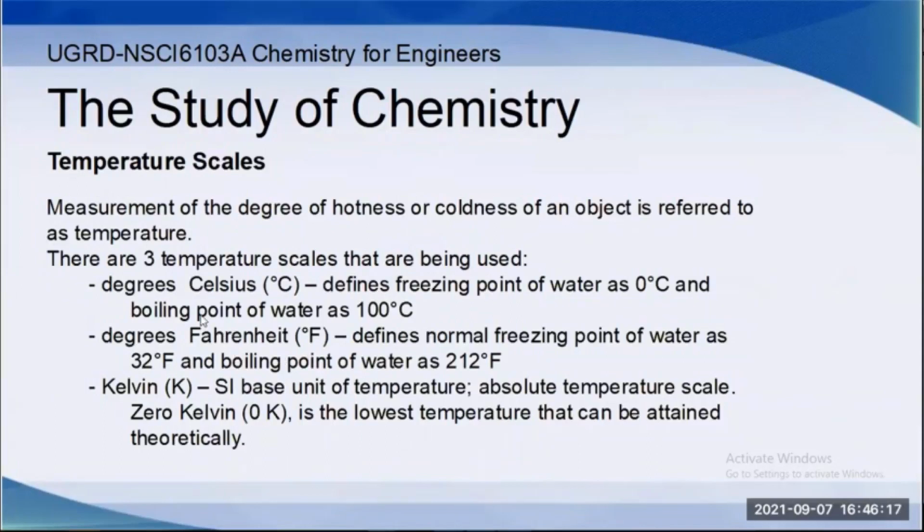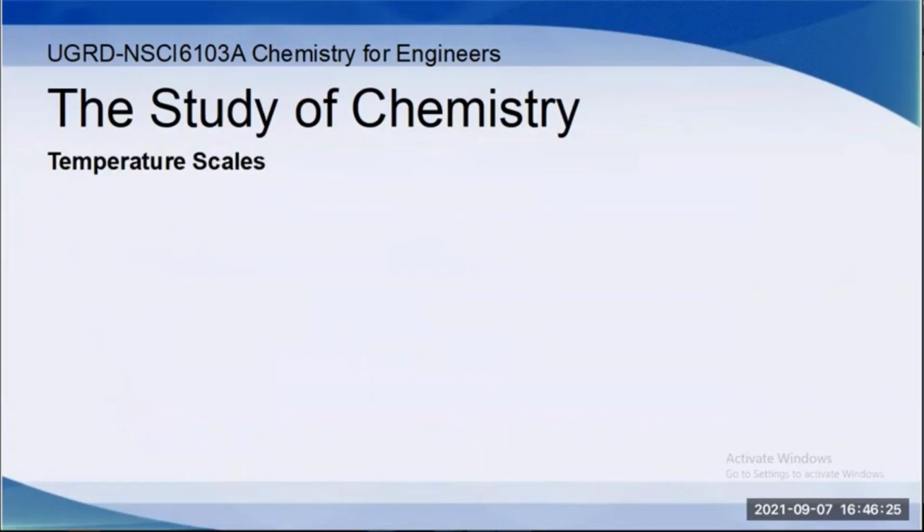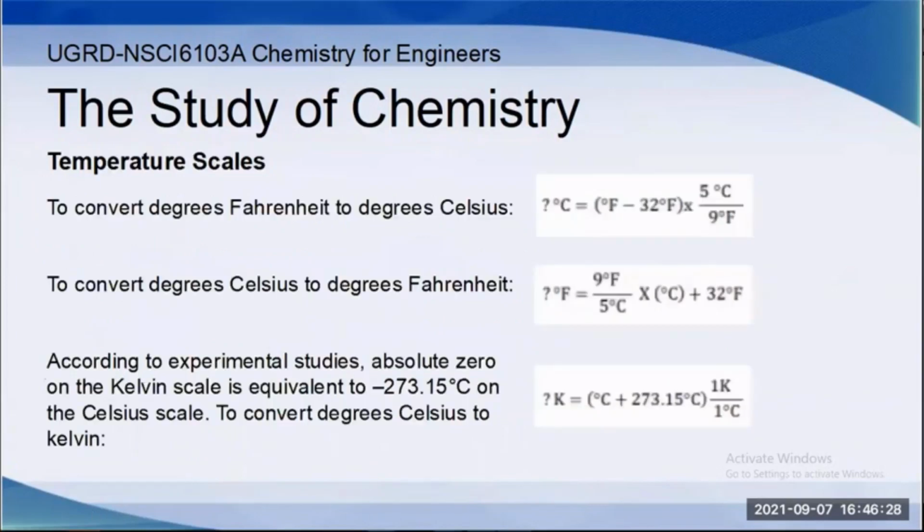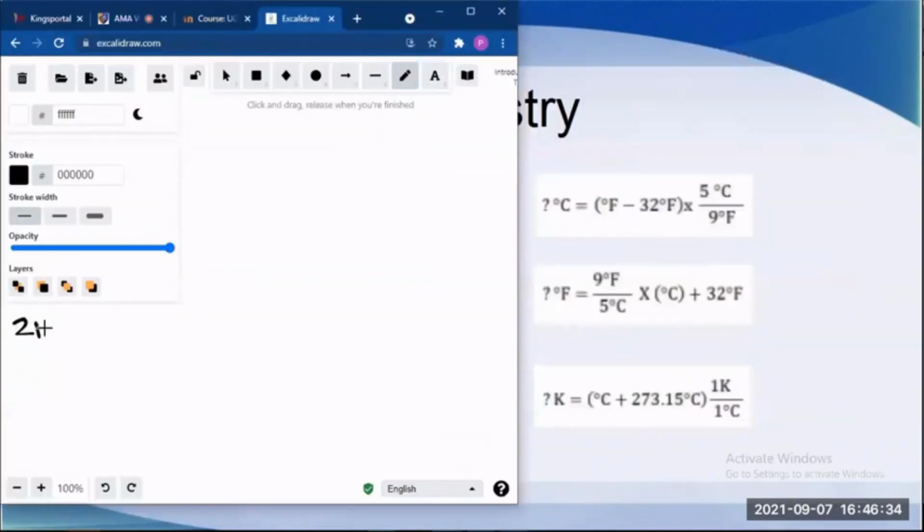Let's use the boiling point. The boiling point of water in degrees Celsius is 100 and in Fahrenheit is 212. So 212 degrees Fahrenheit boiling point is equal to 100 degrees Celsius boiling point. Let's try to prove that this conversion is actually correct, using the first formula to convert Fahrenheit to degrees Celsius.